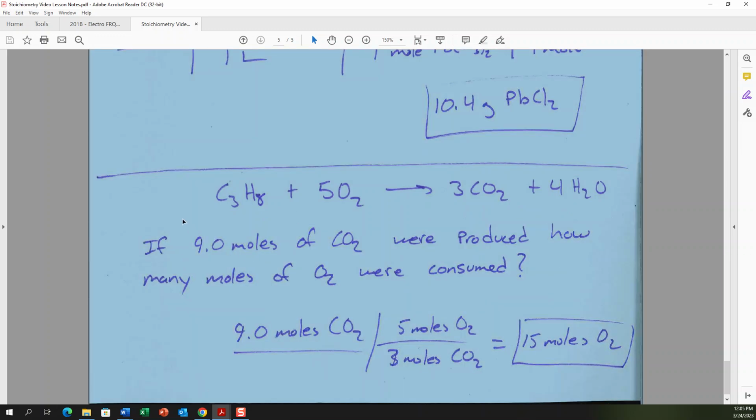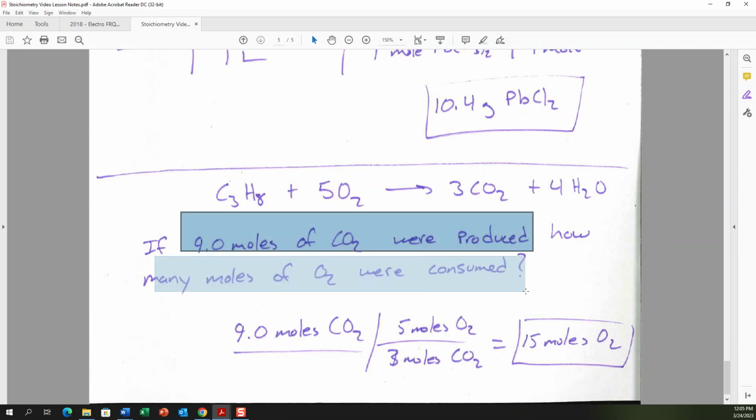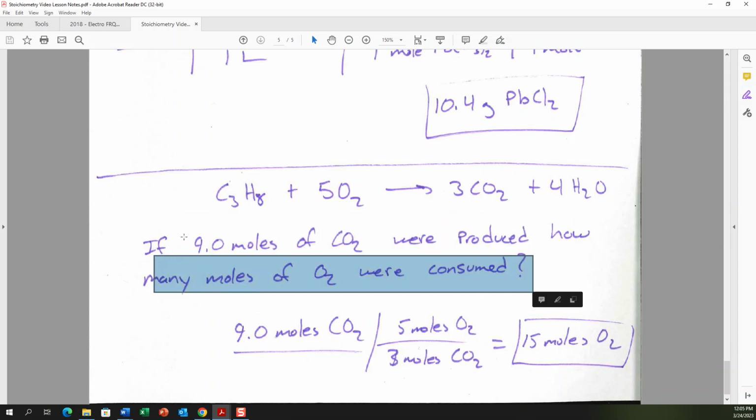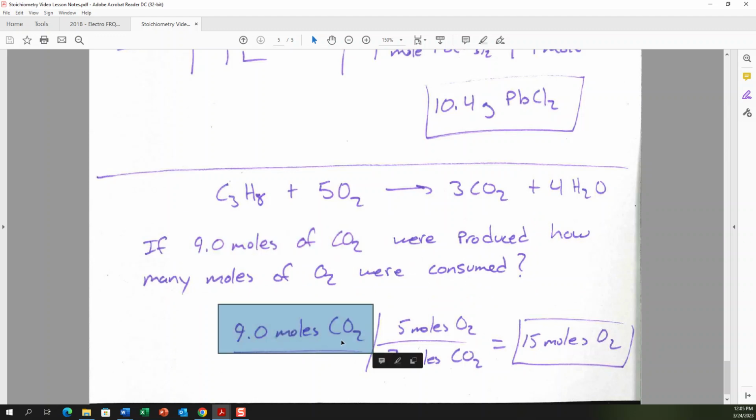They say if 9 moles of CO2 are produced, then how many moles of oxygen are consumed? So step 2's already done for me because step 2, remember, is take the given amount and convert it to moles. Well, they gave me moles of CO2. So that's done for me. So move to step 3. So all I have to do is take the moles of CO2 and multiply it by the mole ratio. That's going to give me moles of oxygen.